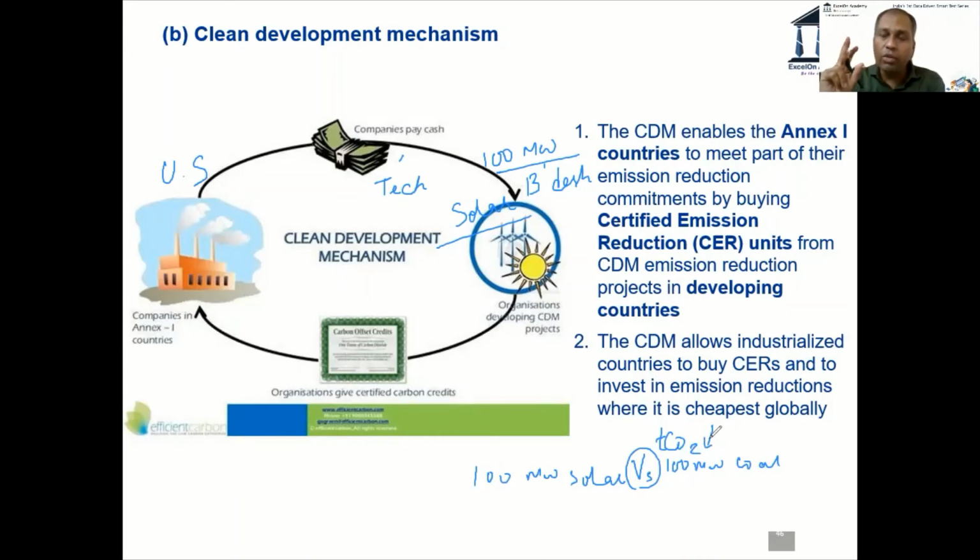Now, for 1 ton of CO2 reduced, they get what is called a certified emission reduction, CER. Now, the question is, physically, in which country has the CO2 emission reduced? It has reduced in Bangladesh. But who has sponsored that project? United States. And who gets the credit? Credit goes to the United States. So the fund and the technology flow in this direction, and the carbon credits flow in that direction.